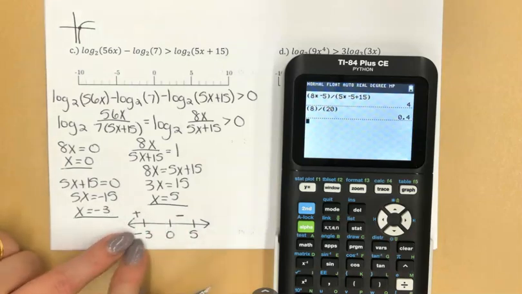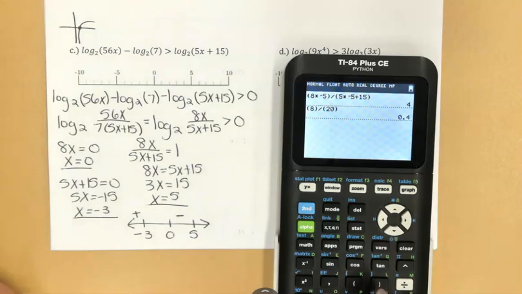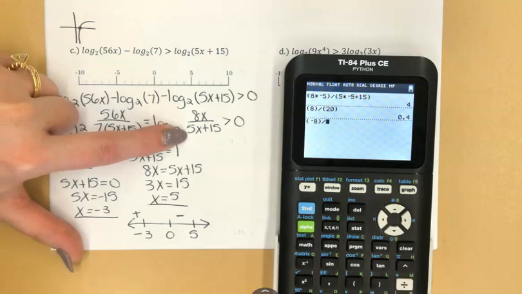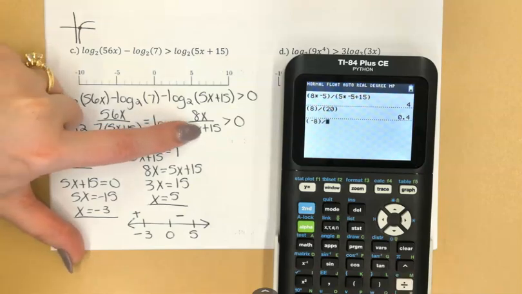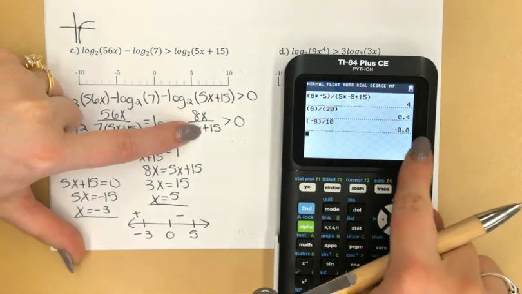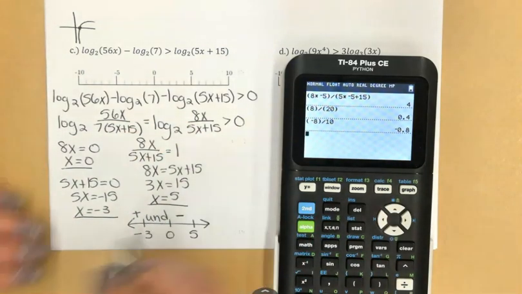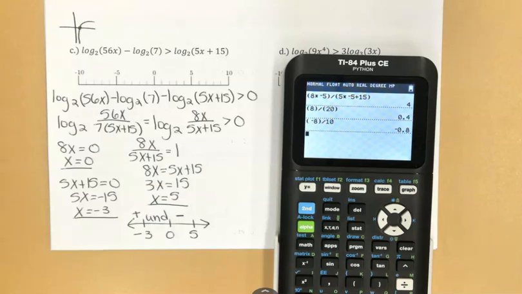So let's backtrack to actually look at values between -3 and 0. I'm going to do -1 for that. So if I plugged in -1 here, that would be -8 divided by -5 plus 15 would be 10, and that's a negative value. Remember, I can't take logs of negatives, so my graph is going to be undefined at that interval.